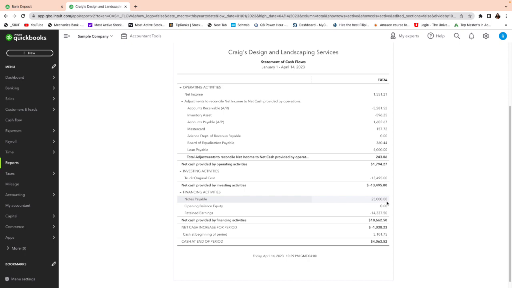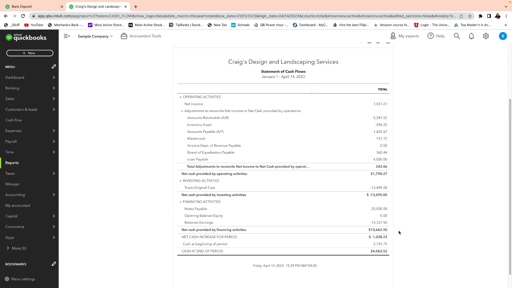Then it's going to compare with whatever happened in the prior period. It's going to say the net cash increase or decrease for the period. In this case, it's a negative amount, which means that you spent more than what you made by $1,038. So the cash at the beginning of the period was $5,101.75, and at the end of the period it was $4,063.52, which is $1,038 less than what it was last period.